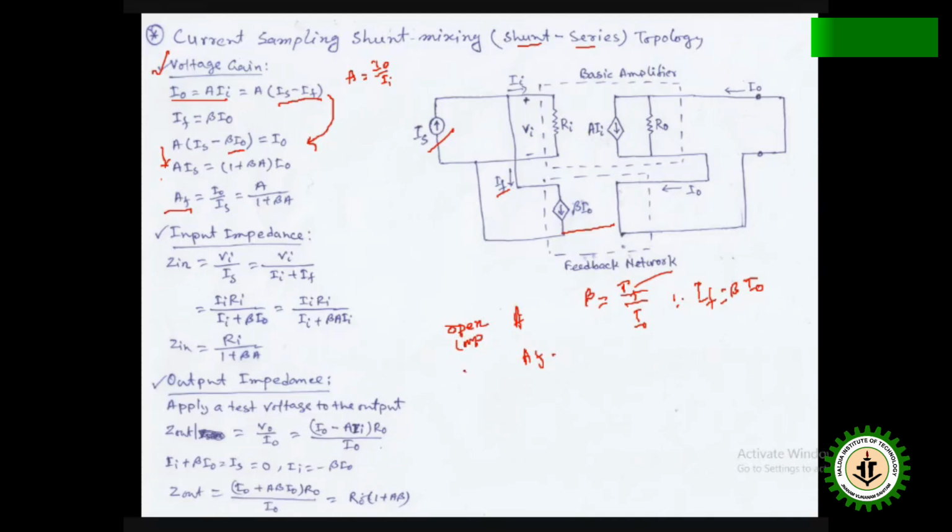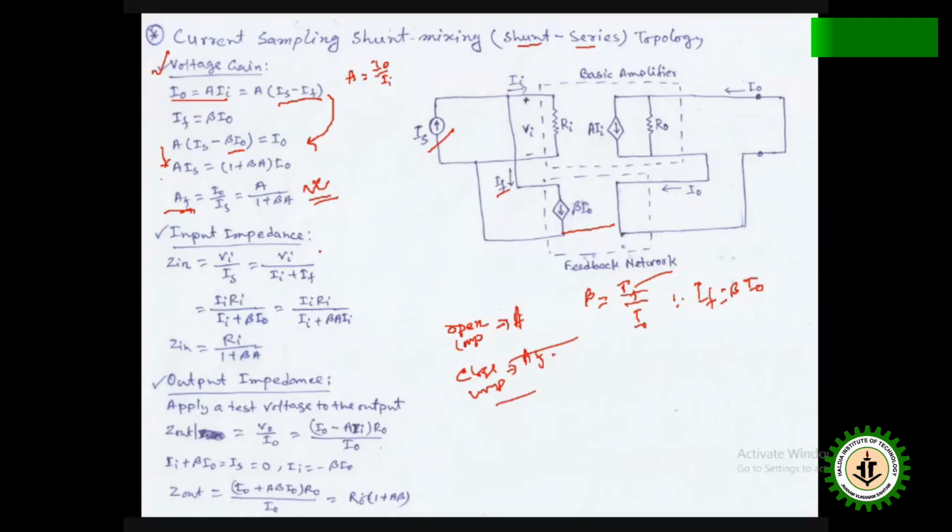So open loop amplifier gain is A, and for the closed loop amplifier the closed loop gain is AF. Similarly we see AF is equal to I naught, the output of the feedback amplifier, by IS, the input of the feedback amplifier, is equal to A by 1 plus A beta. So it proves to be a negative feedback, because it decreases the actual gain by the factor of 1 plus beta A.